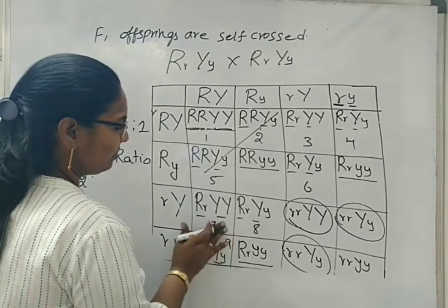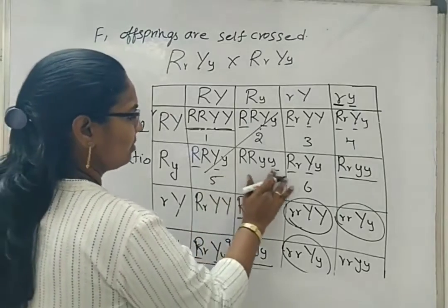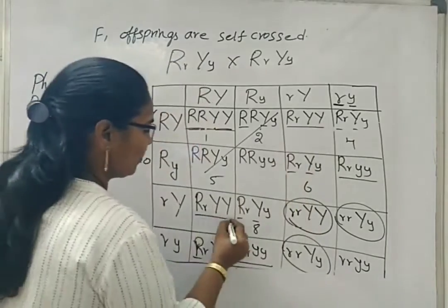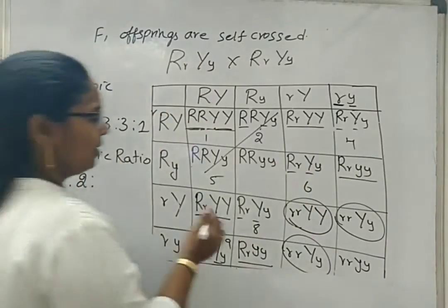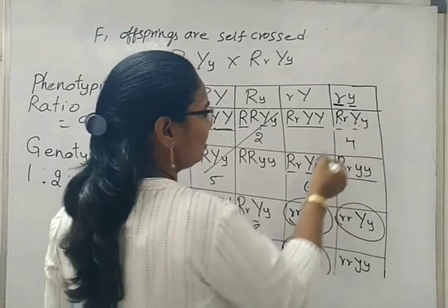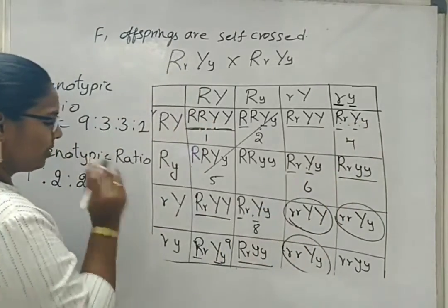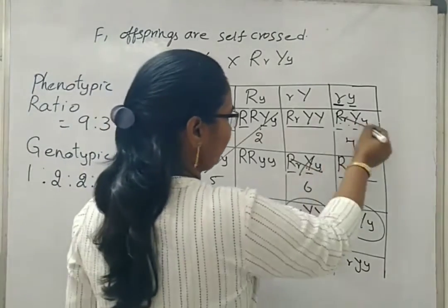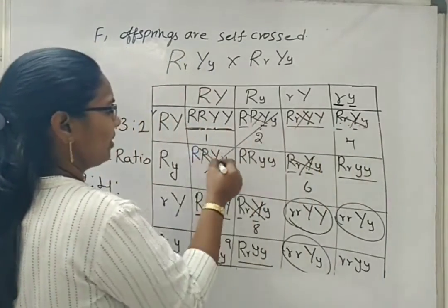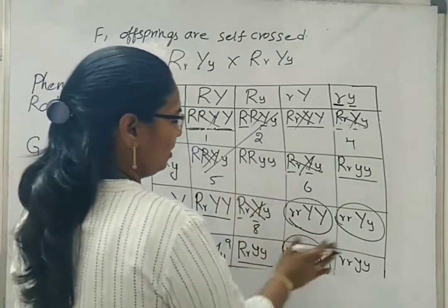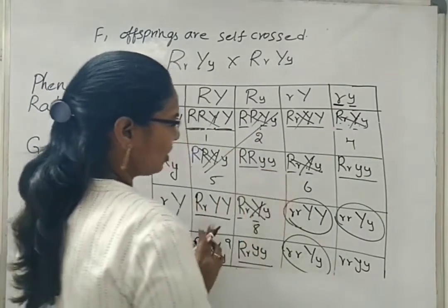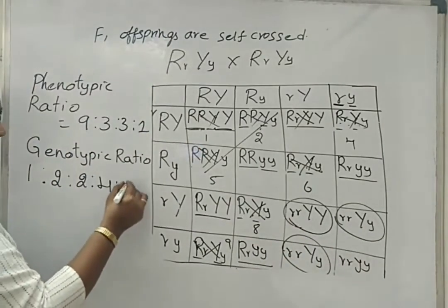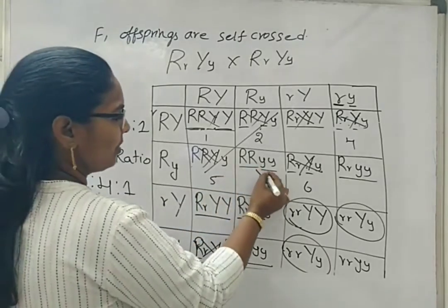See, this one and this one. I am writing again 2. Now, capital R, this one: 1, 2, 3, 4. So, that is 4. Now, we have finished this, and this. This also we finished. How many are left over? The remaining one, capital R, small y, small y. So, only one type of capital R, small y, small y. This also we have finished.